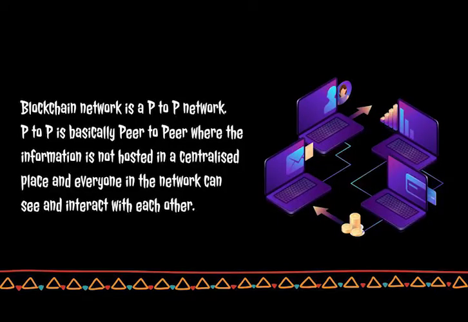A blockchain network is a P2P network. P2P is basically peer-to-peer, where the information is not hosted in a centralized place, and everyone in the network can see and interact with each other. So how does this work? This works basically with the concept of nodes and data sharing.